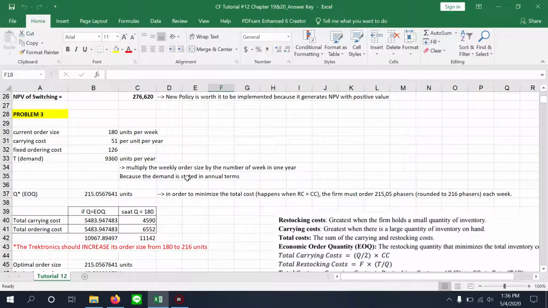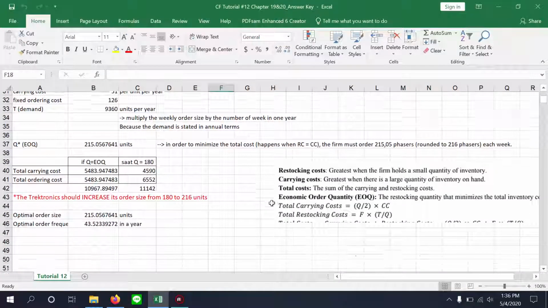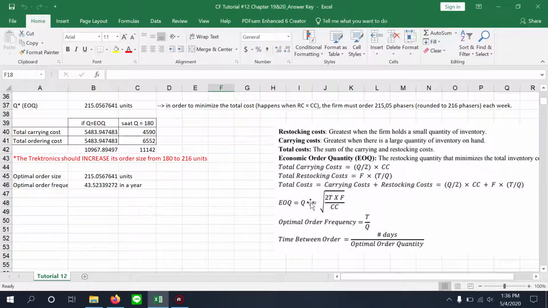And if you're still studying operations management, then I hope you remember economic order quantity. Economic order quantity is the quantity that minimizes the total cost, meaning the carrying and the ordering cost. You can just follow this formula here. Quantity is the square root of 2 times demand times the fixed cost, or the ordering cost, divided by the carrying cost. And you can find the other formula over here.